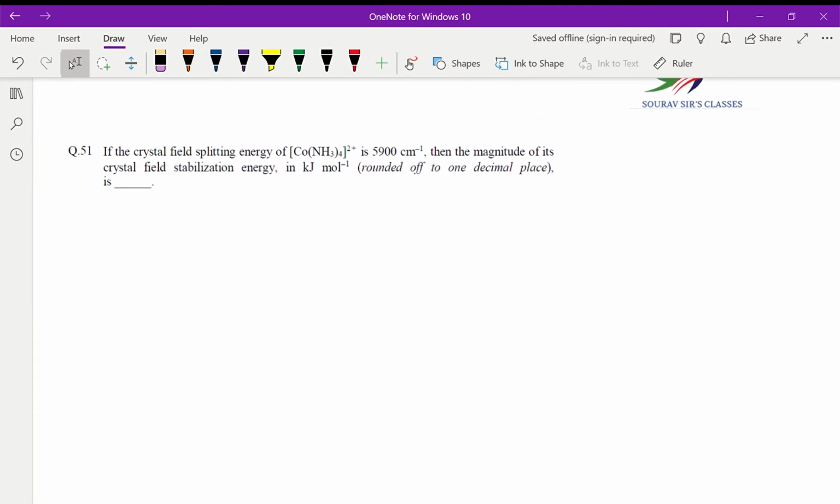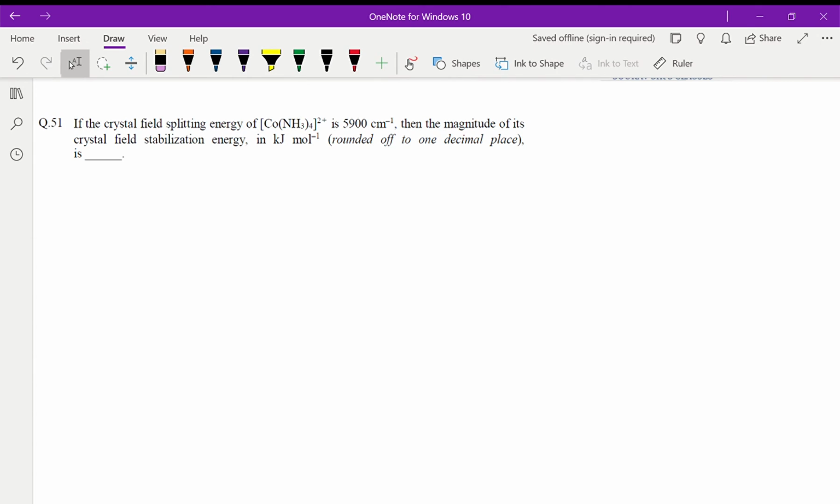Now the question here is regarding crystal field theory. The question says that if the crystal field splitting energy of [Co(NH3)4]2+ is 5900 centimeter inverse, which means the nu bar is 5900 centimeter inverse. If we convert that into meter inverse, it will be 5900 into 100 meter inverse. Then we have to find the magnitude of the CFSE in kilojoules per mole, rounded off to 1 decimal place.